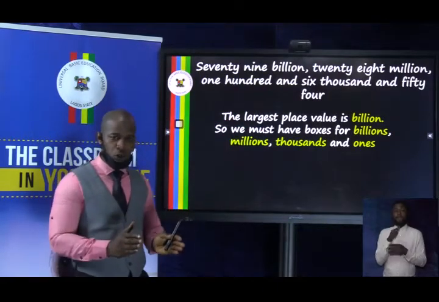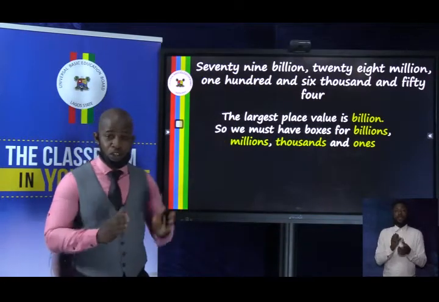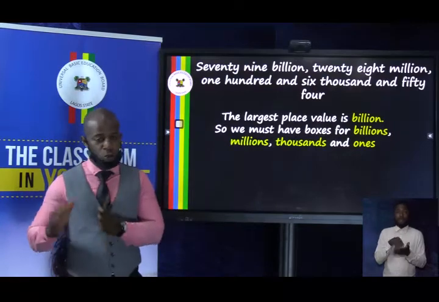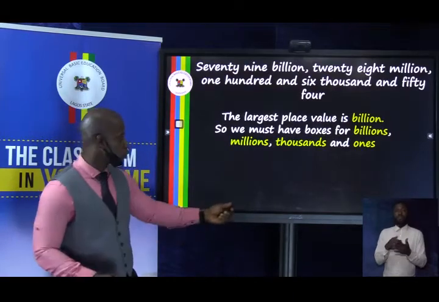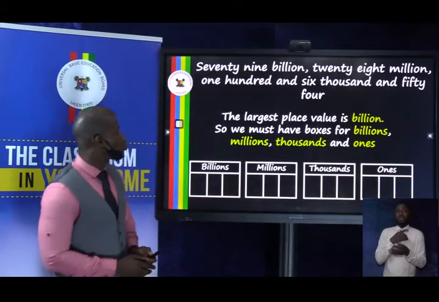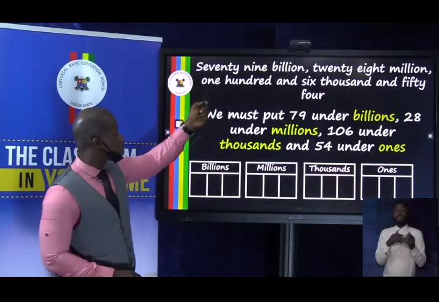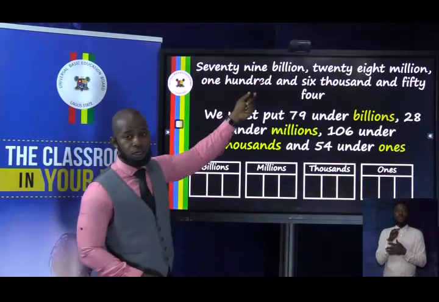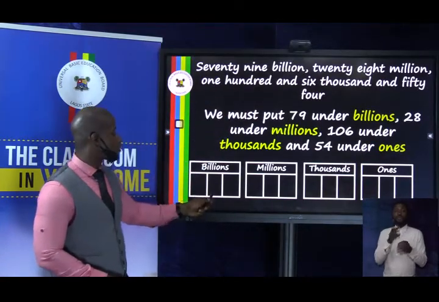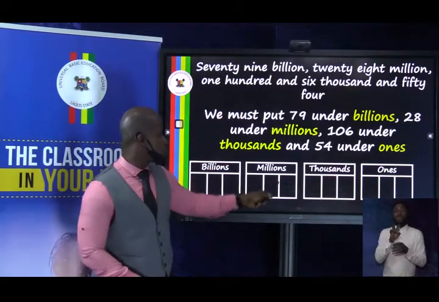And when you have billion, automatically you must have million, whether you have million in the number or not. You have billion, then you must have million, then you must have thousands before your ones. As you can see, you must have billion, million, thousands, and ones. So what you want to do now is to look for the numbers to put under each. Now, in this case, there are 79 billion, as it is said in the number. So we'll put 79 under billion. Million, we must put 28 under millions here.